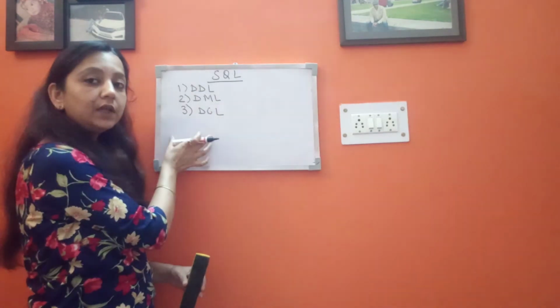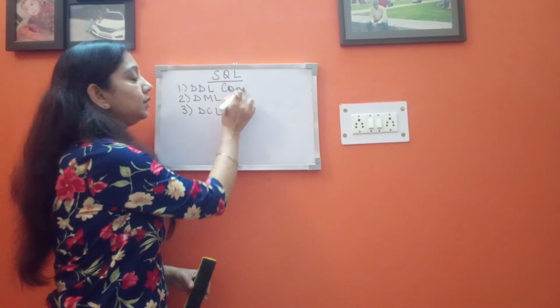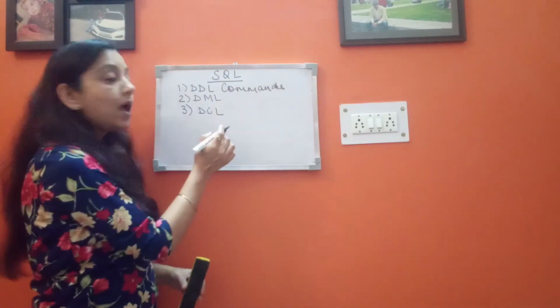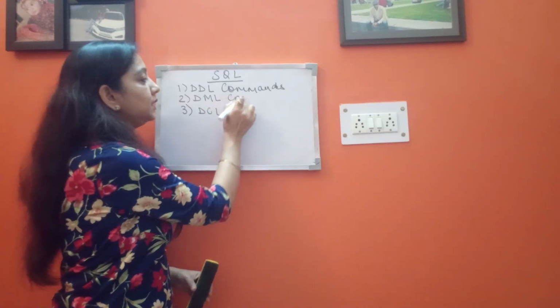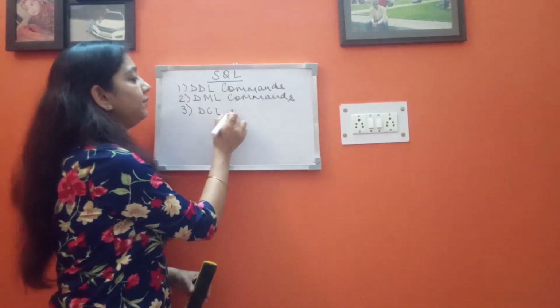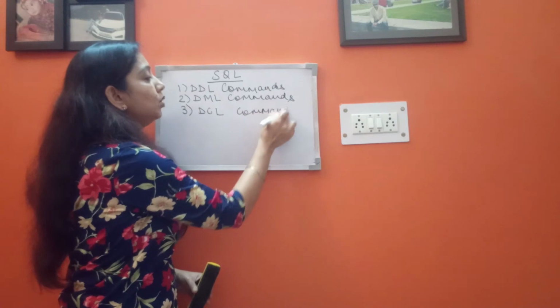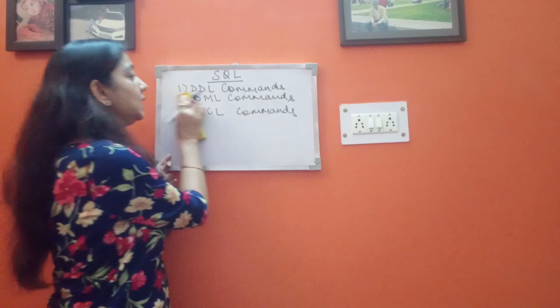DDL stands for the data definition language commands. Then we have the DML commands, which are known as the data manipulation commands. And then we have the DCL commands, which are known as the data control commands. So today we will study the DDL commands.